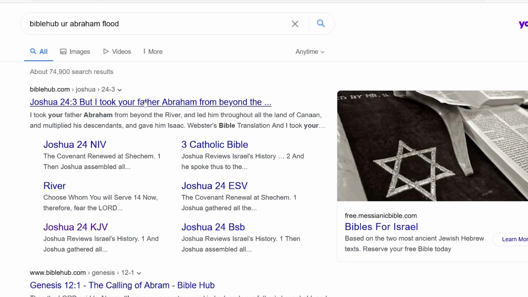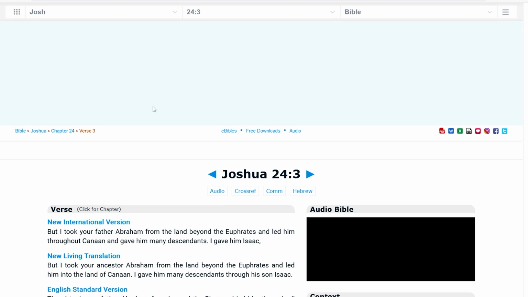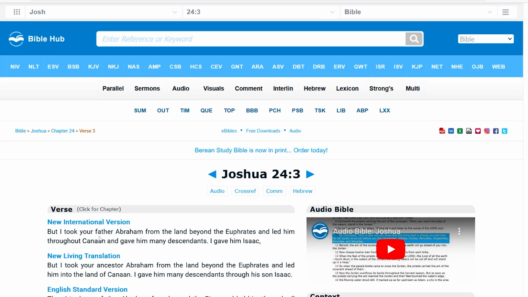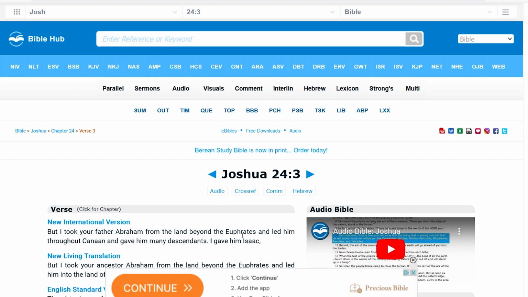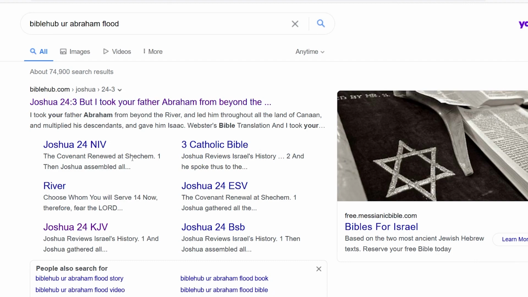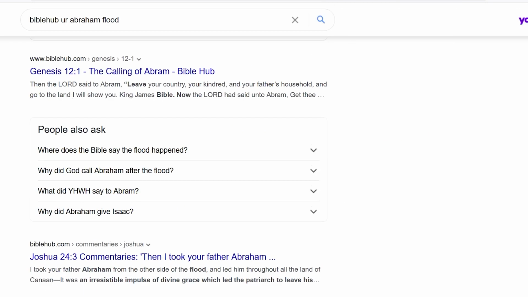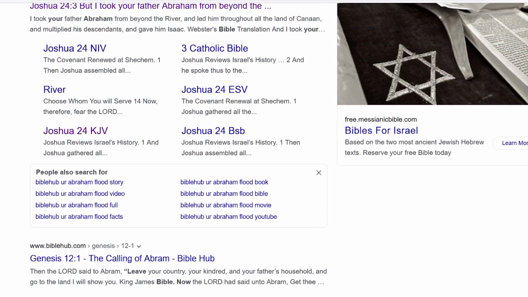It's called a dearth that was there. Let's see. "But I took your father Abraham from the land beyond the Euphrates and led him throughout Canaan and gave him many descendants. I gave him Isaac." And so, who's actually talking? Why would you want to go there and fight? There's plenty of space to go somewhere else. But anyway, it's all part of the game. So here, let me put dearth.